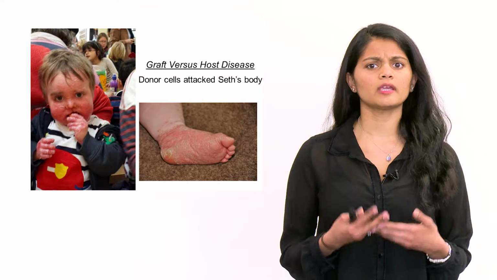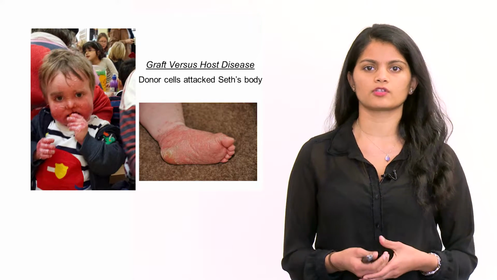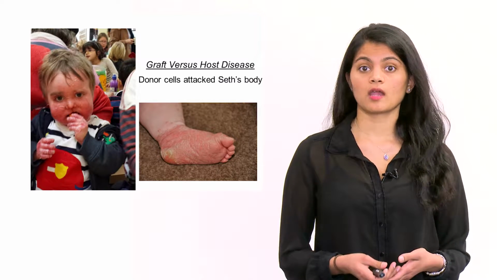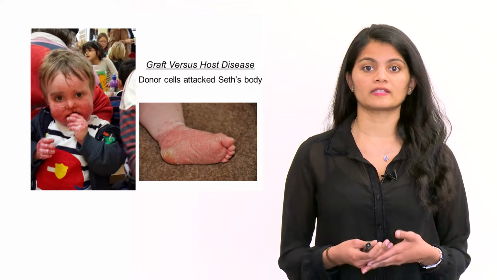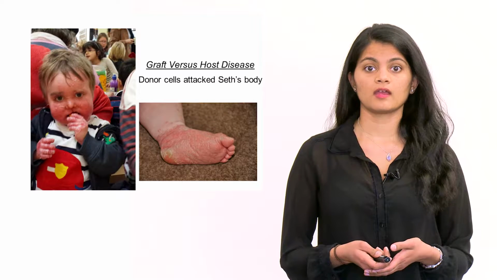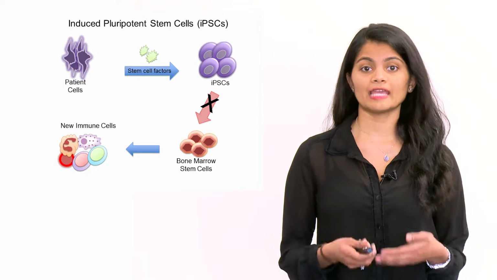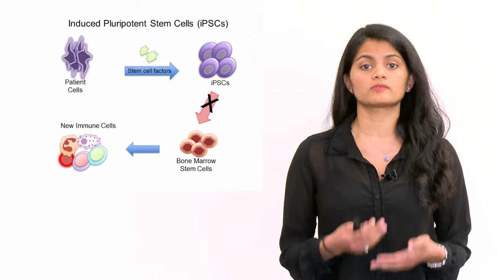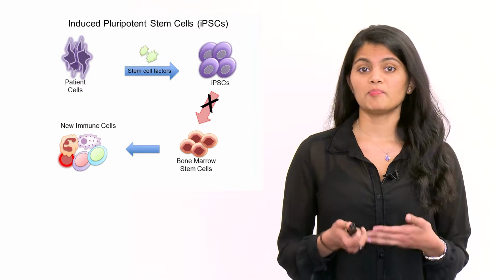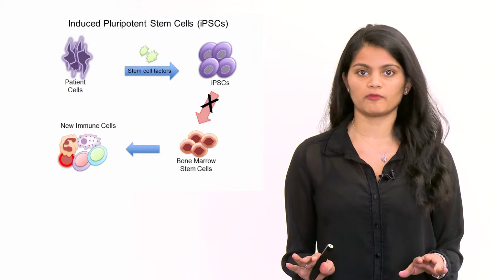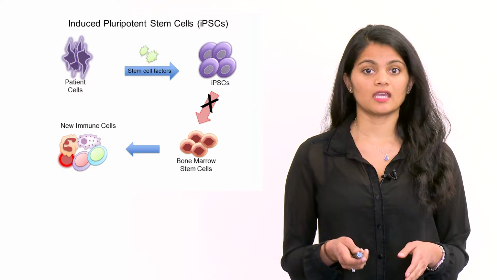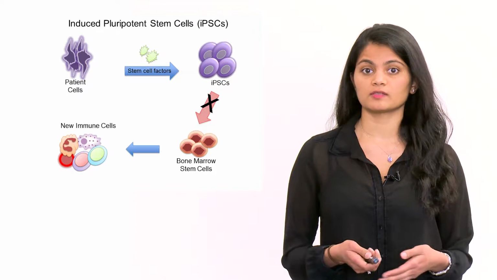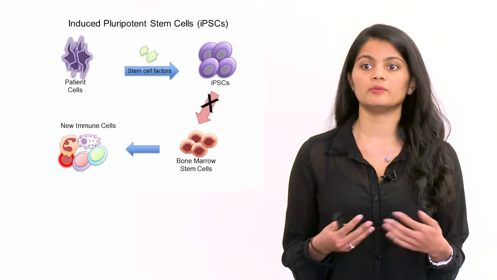So, how can we get rid of complications like graft versus host disease? We think we can get rid of these complications by giving a patient a perfect match of cells, their own. We can take patient cells, like skin cells, turn them into induced pluripotent stem cells. Pluripotent meaning they can give rise to any cell type of your body. In this case, you would turn them into bone marrow stem cells. Bone marrow stem cells would then replenish the new immune system.